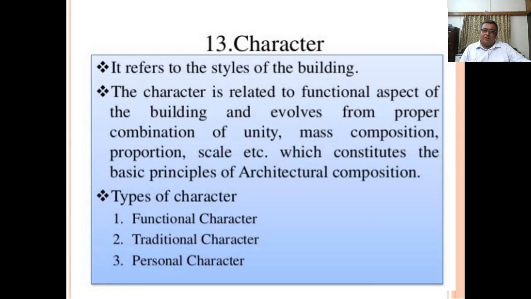Now, number 13, the next composition principle: character. Character refers to the style of the building. The character is related to the functional aspect of the building and evolves from a proper combination of unity, mass, composition, proportion, scale, etc. So all the previous architectural compositions are kept in combination to give the character of the building, which constitutes the basic principle of architectural composition. The types of character are functional character, traditional character, and personal character.